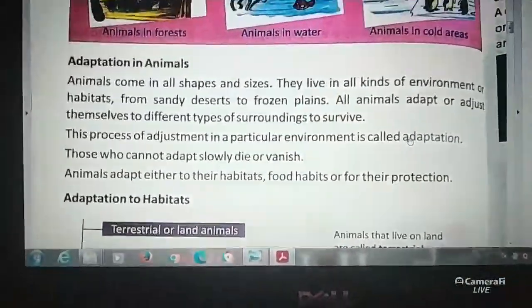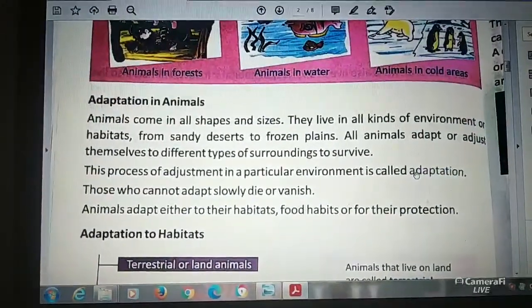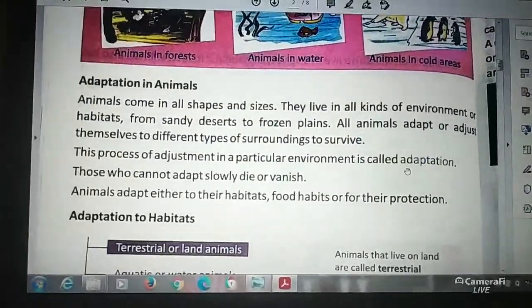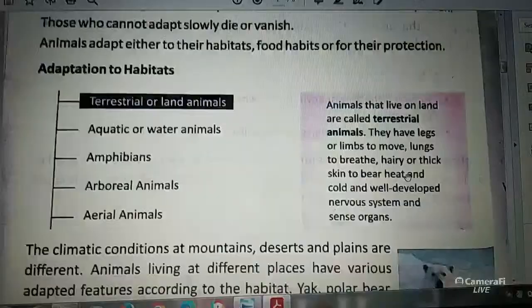Yes, you are right, Devjit. Very good. So here you can see some different habitats. According to habitat, animals are different.